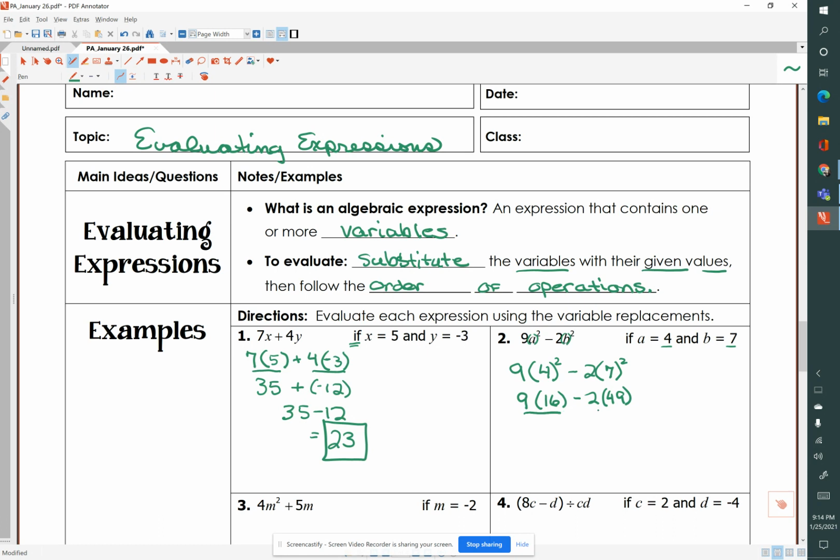Now let's take care of the multiplication here. 9 times 16 is 144. 2 times 49 is 98. 144 minus 98 is 46.